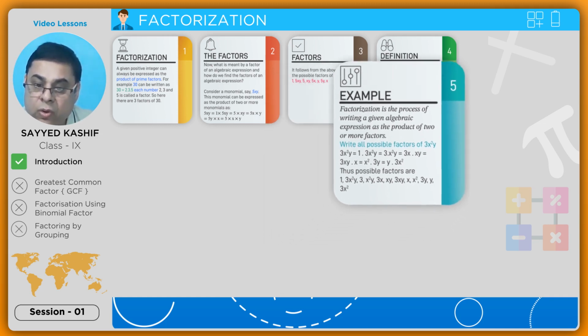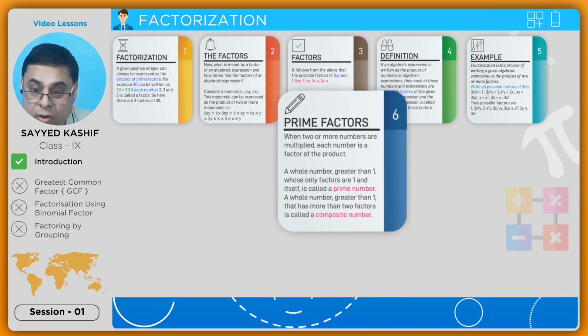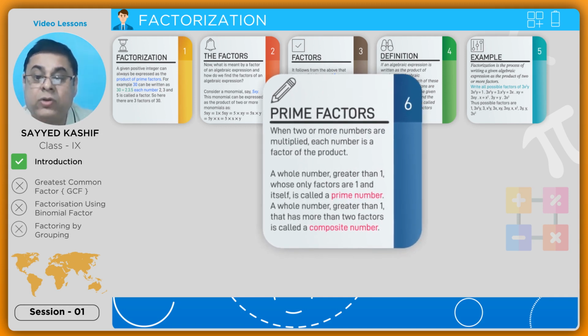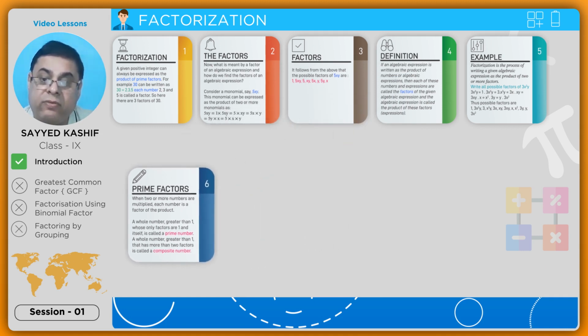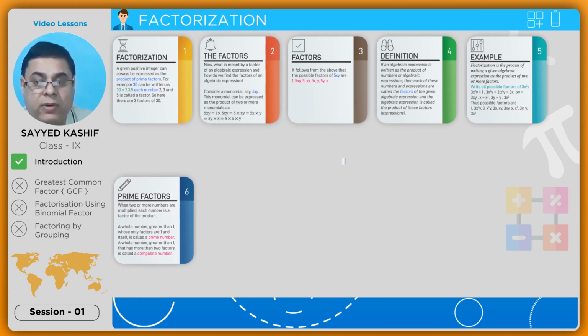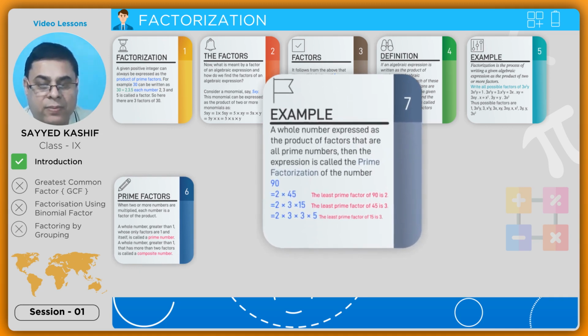When 2 or more numbers are multiplied, each number is a factor of the product. A whole number greater than 1 whose only factors are 1 and itself is called a prime number, as we know it. A whole number greater than 1 that has more than 2 factors is called a composite number. We already know about this as well. A whole number expressed as the product of factors that are all prime numbers, then the expression is called the prime factorization of the number.